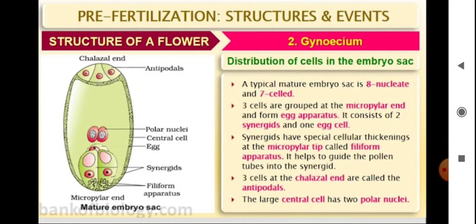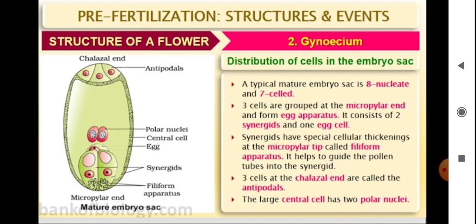A typical mature embryo sac is 8 nucleate and 7 celled. 8 nucleate means it is having 8 nuclei. 7 celled means now cell wall formation has taken place, and at the micropylar end you are having 3 cells. At the top, in the antipodal region, you are having 3 cells. So there are 6. Overall you are having 1 central cell. So that's how it is 7 celled and 8 nucleate.